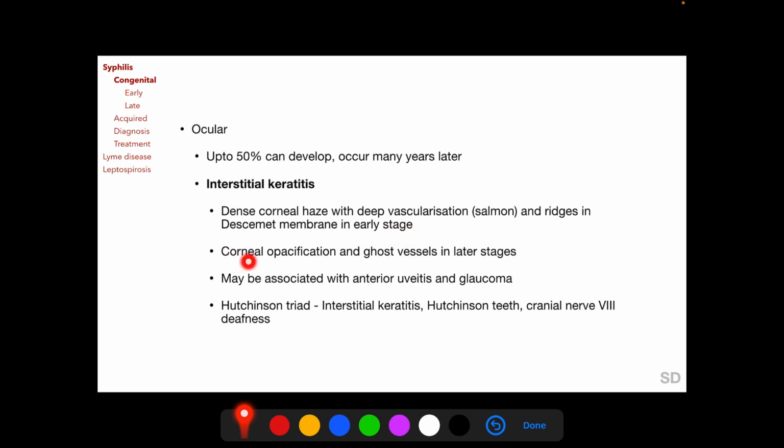Later on, there is corneal opacification, and the deep vessels which grow into the cornea later on appear as ghost vessels without blood. Interstitial keratitis may be associated with anterior uveitis and glaucoma, and there is this very well known triad called Hutchinson triad of interstitial keratitis, Hutchinson teeth, and cranial nerve 8 deafness.